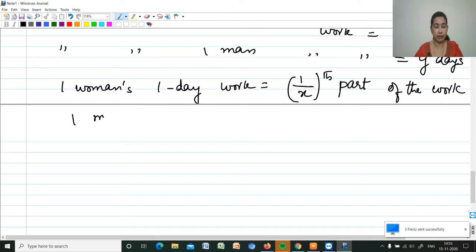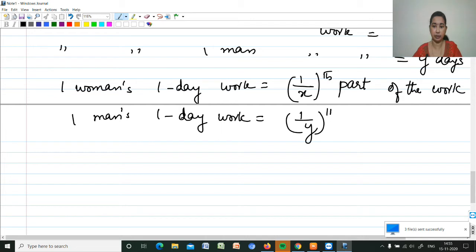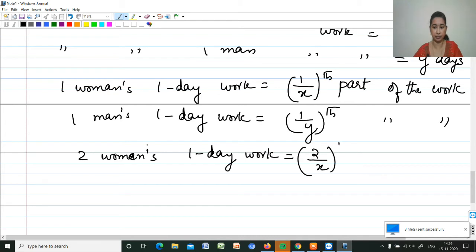One man's 1 day work, how much is one man's 1 day work? It is equal to 1 by xth part of the work. Same with 2 women's 1 day work. What will be 2 women's 1 day work? It is equal to 2 times 1 by x, so that is 2 by xth part of the work.